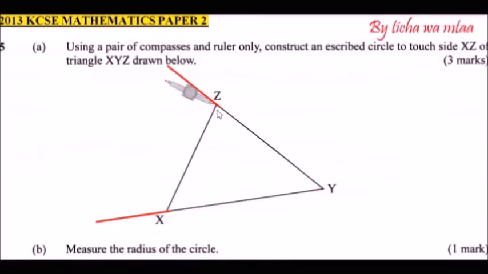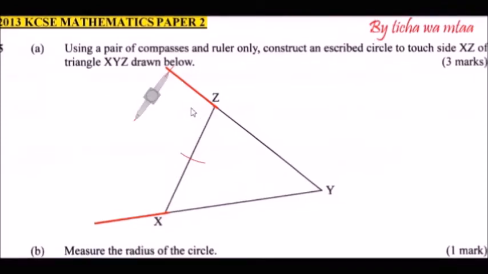Place your compass here, the sharp end you place it here, and then you make a mark here. So that is your mark. You also do the same to the other side, and you have your mark there. So we are going to use these 2 points to bisect the line.